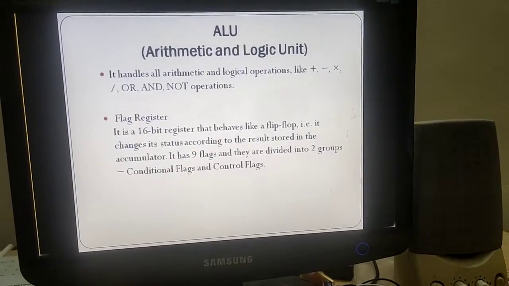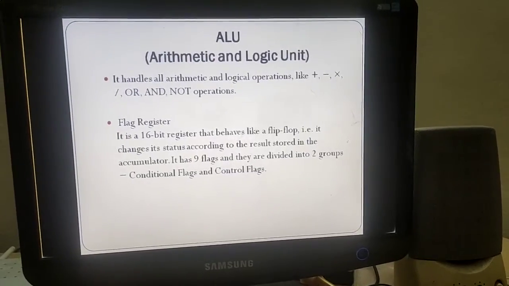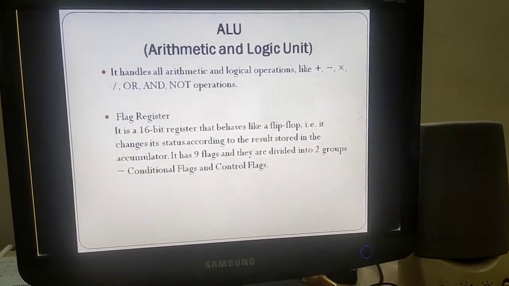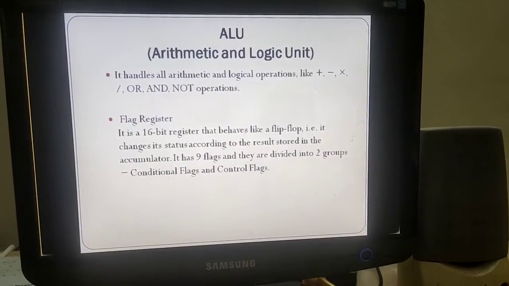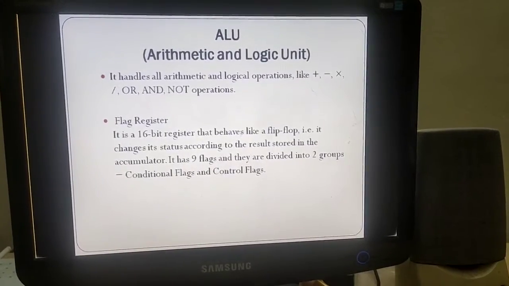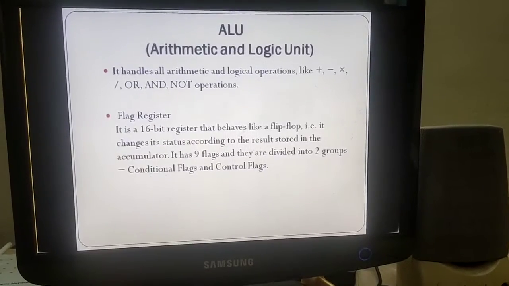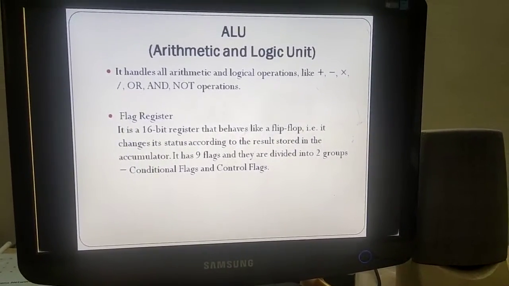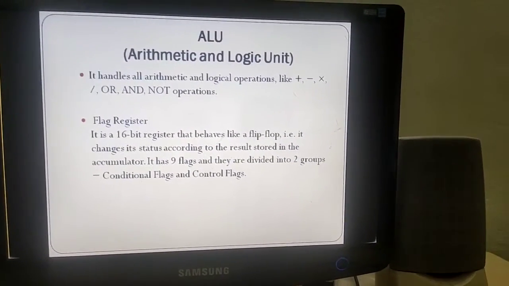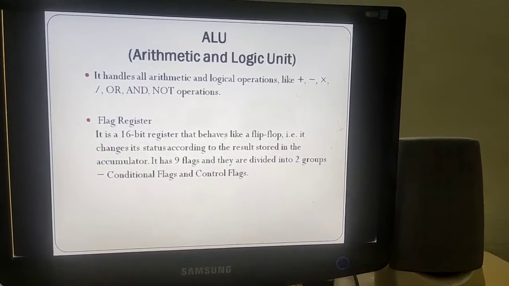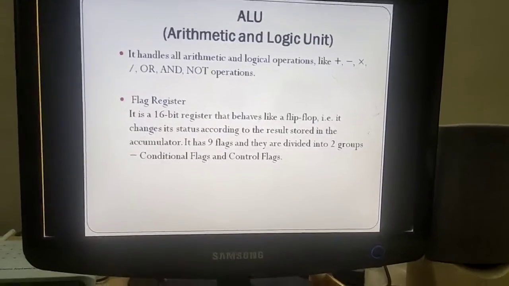Flag register. Just like the 8085, the 8086 microprocessor also has a flag register, a 16-bit register that behaves like a flip-flop. That is, it changes its status according to the result stored in the accumulator. So whatever output you get as a result of your arithmetic operation, the kind of output is going to influence your flag register. So the flag register is not as simple as in the 8085. Rather, it is divided into two groups, that is conditional flags and control flags.